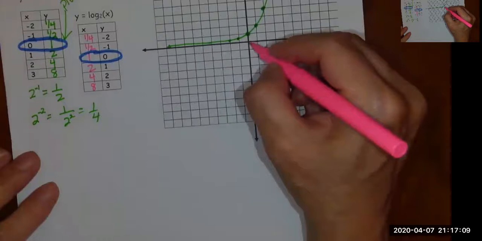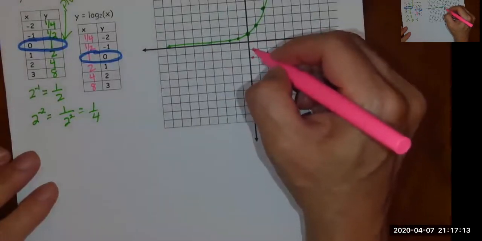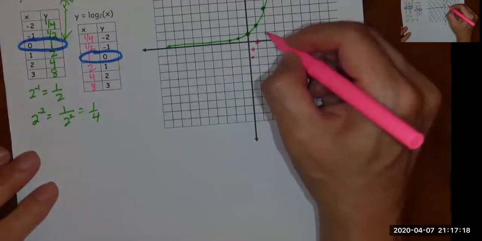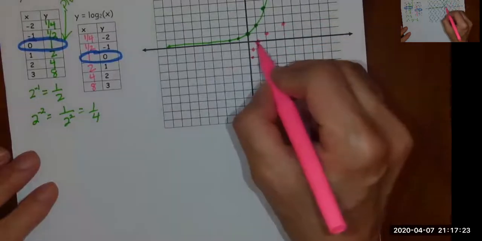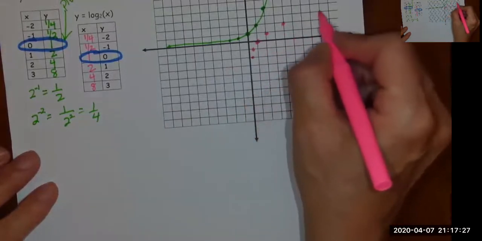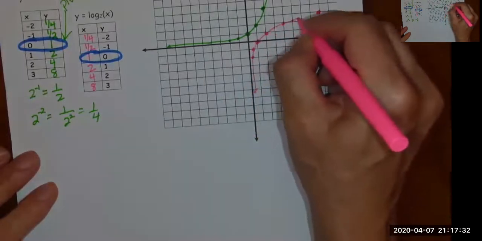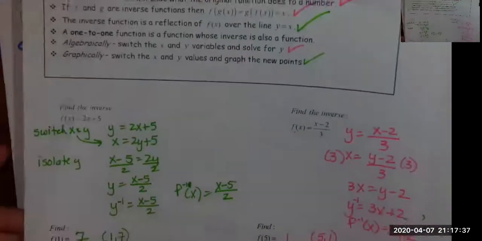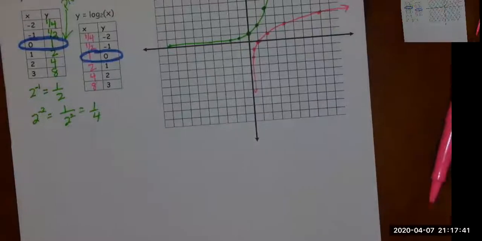Now let's graph the log. So 1/4, -2, 1/2, -1, 1, 0, 2, 1, and voila. So this would be on your list of things to do graphically. Switch the x and y and graph the new points. That's what we're doing here.